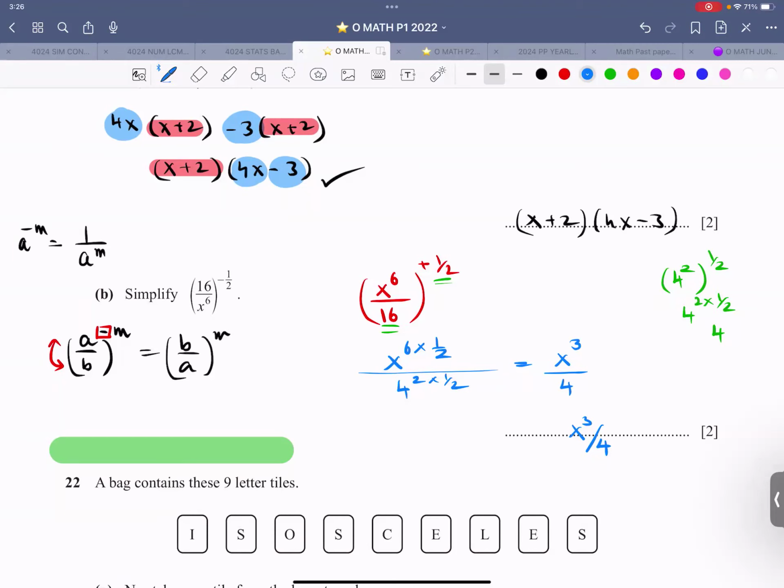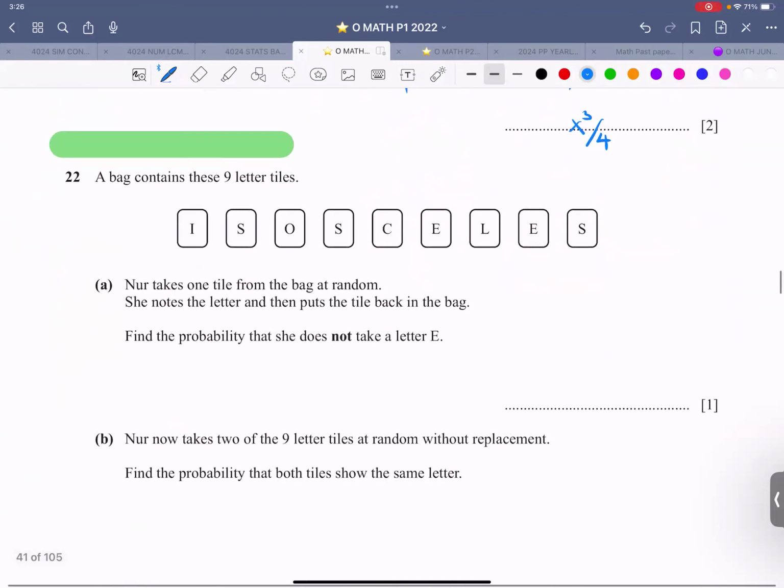Okay. Now let me look at this question, which is probability. A bag contains these 9 letter tiles. Noor takes 1 tile at random from the bag. She notes the letter, then puts it back. Find the probability she does not take an E.